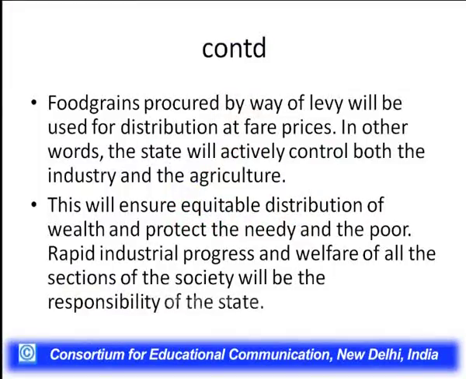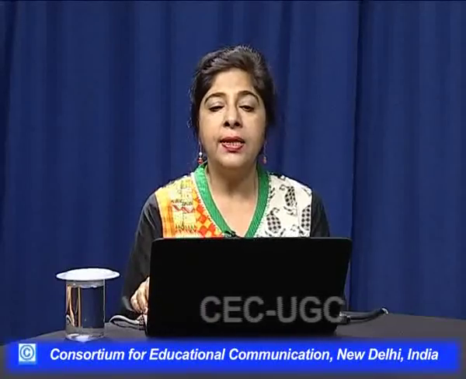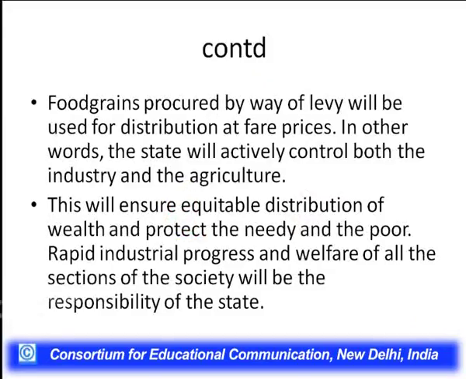So therefore, by discouraging private enterprise and initiative in these basic sectors, Ambedkar paved the way for state socialist ideology, and food grains that were procured by way of levy will be used for distribution at fair prices in fair price shops, something like ration shops. In other words, one can say what he visualized was that the state will actively control both the industry as well as agriculture.